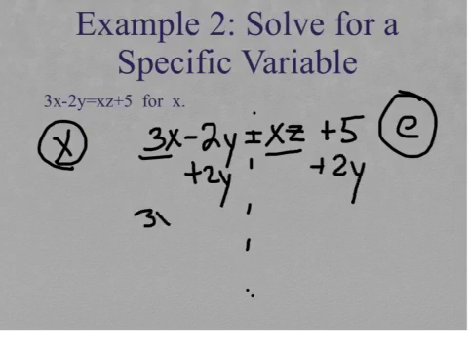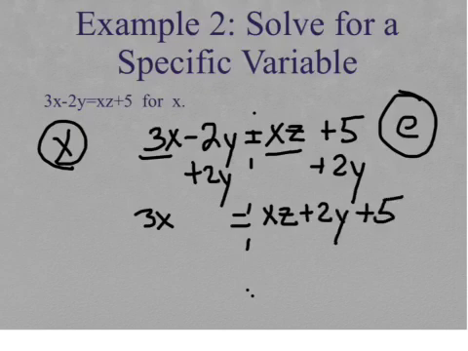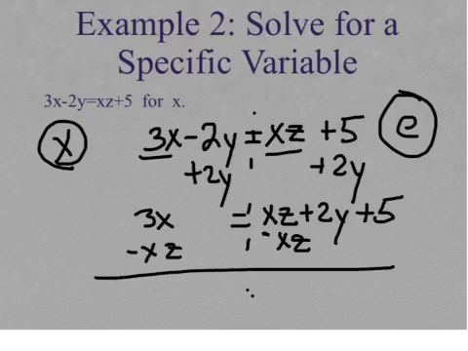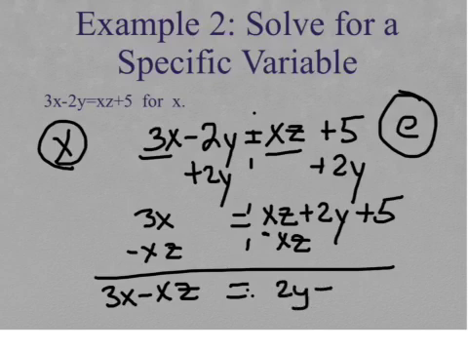Once I do that, I'm left with 3x is equal to xz plus the 2y plus the 5. Where I place these, by the way, it doesn't matter. I could have put plus 2y plus 5, then plus xz. I could change the order. As we know, we've got the commutative property of addition, so things could move around. All right, so with that in mind, now I need to move this guy. I got to get the xz out of here because this is an x term. So I'm going to add the opposite to both sides, and when I do that, it's like subtracting. So I get 3x minus xz is equal to 2y plus 5.